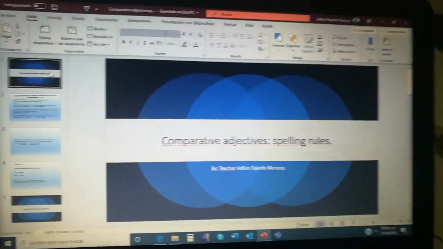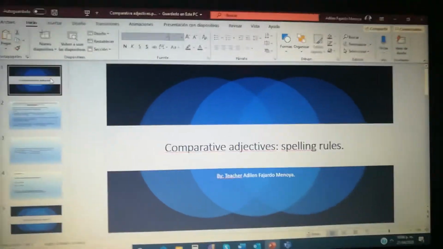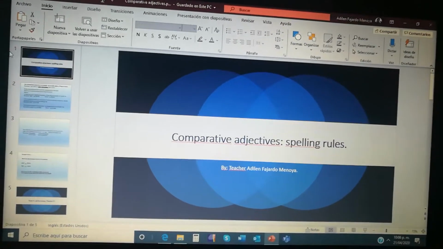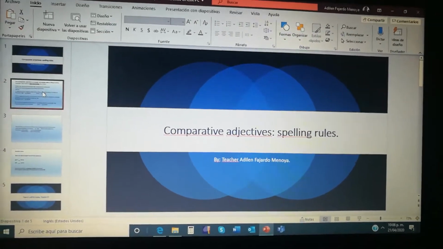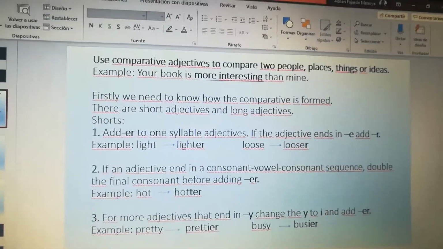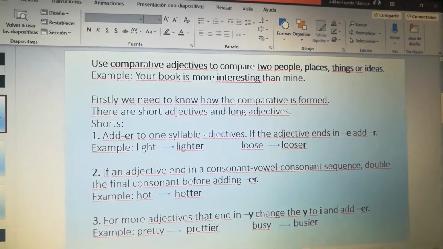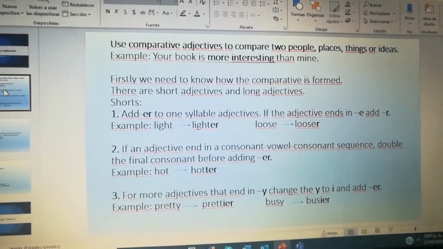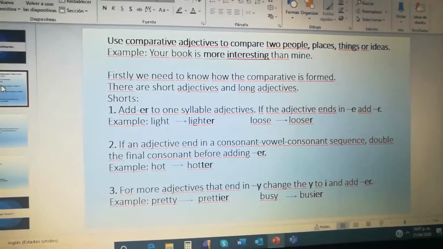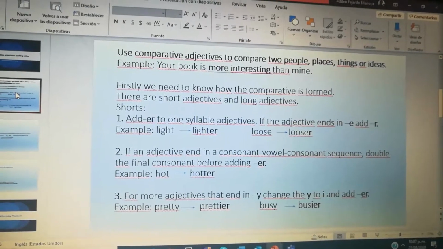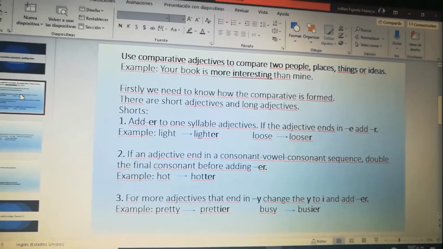Hello students, today we are going to work with comparative adjectives and spelling rules. Use the comparative adjective to compare two people, places, things, or ideas. Example: your book is more interesting than mine. You compare your book with my book.